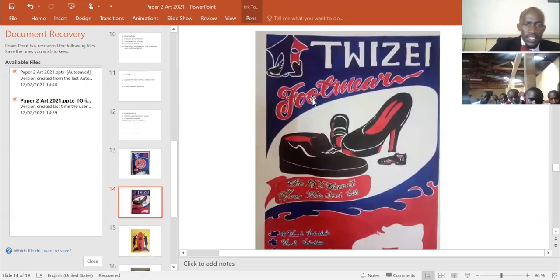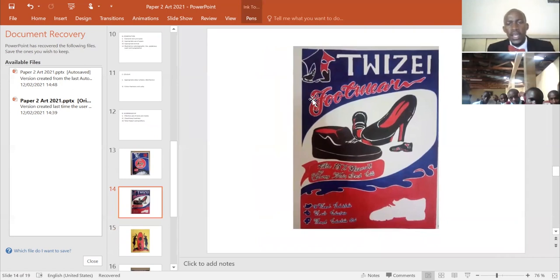Then, looking at the second work, we have the title of the poster, Twizzle Footwear. Then we have the pictorial illustration. If you look at that illustration, it is actually appropriate. You can see the shoes, the types of shoes that the company is offering. Then we have the details of the company also present, and then the use of the color.